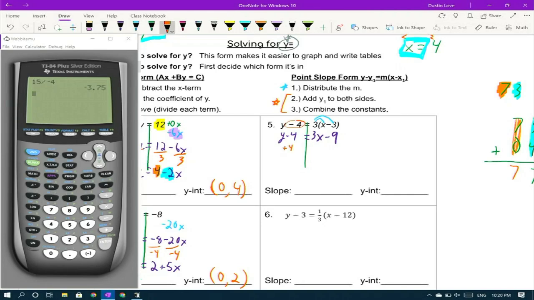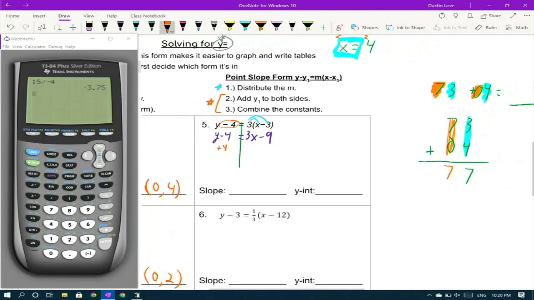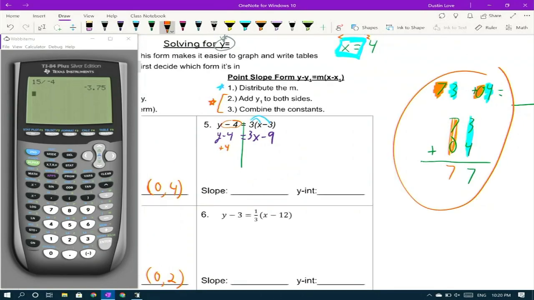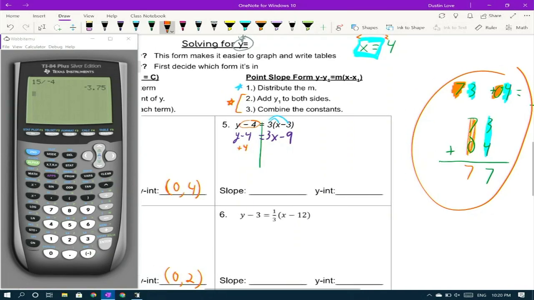So we're going to add plus 4. And now we're coming back to this concept. Okay, head over here. Which column is this going to go in? The 3x or the negative 9? Well, they're both constants, so it's going to line up underneath the negative 9. Those go away, leaving me with y equals 3x. Negative 9 plus 4 is negative 5.